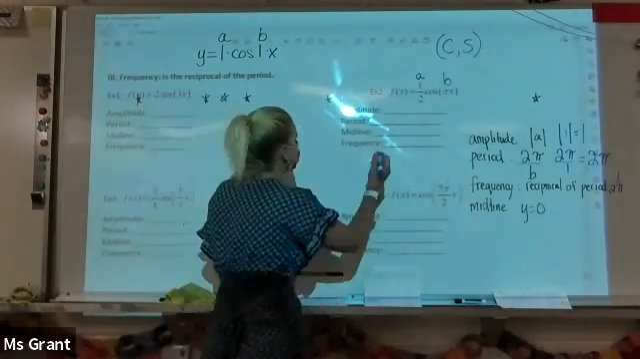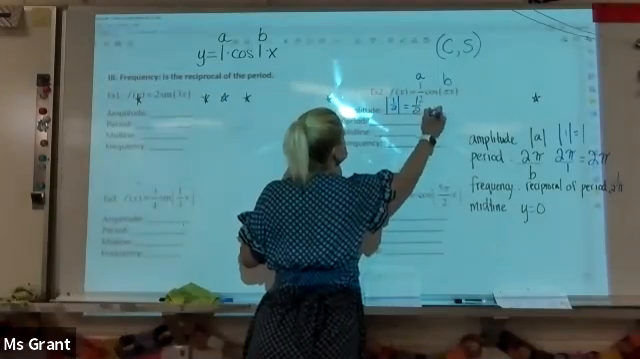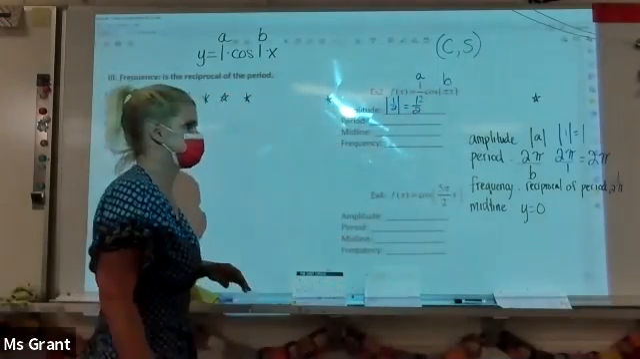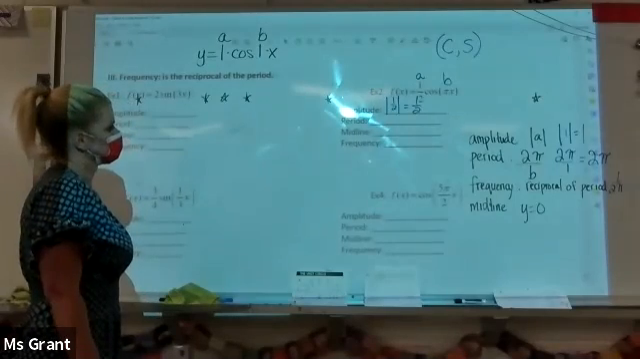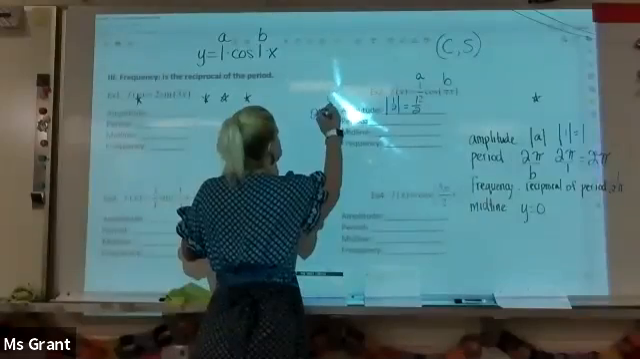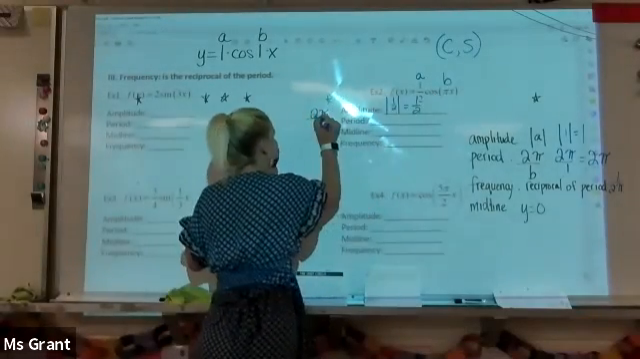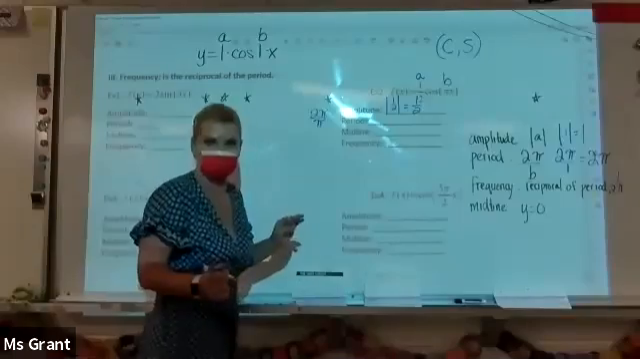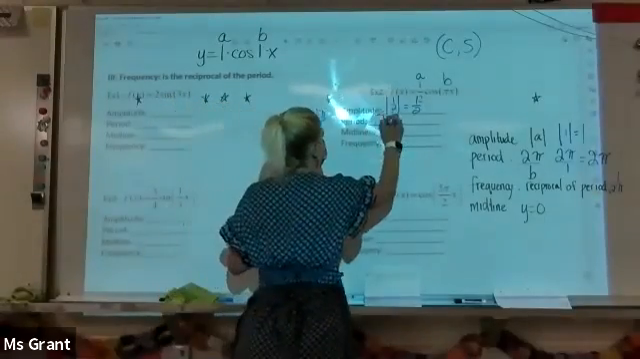So, amplitude, absolute value of 1/2 is 1/2. Period, 2 pi over B. My B is pi. We haven't had that happen before. But with simplification, I'm going to get 2.